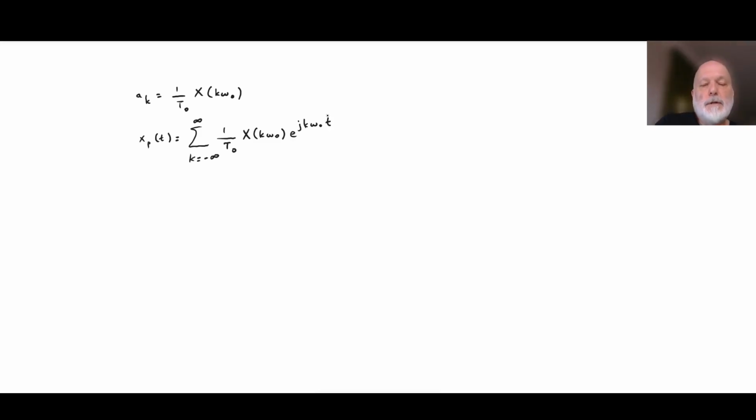Okay, so ak is 1 over T0 times capital X evaluated at k omega 0. Now we can substitute this in the Fourier series of xp of t. xp of t is equal to the sum over k from minus infinity to plus infinity of 1 over T0, capital X of k omega 0, e to the j k omega 0 t.